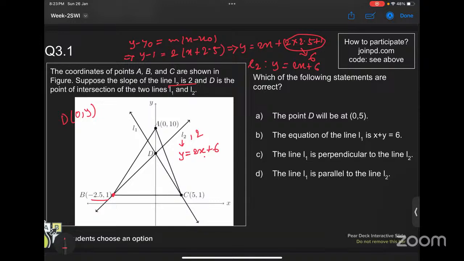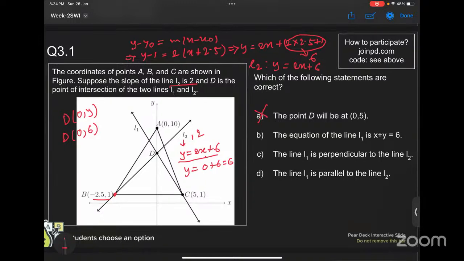Yes. And D will satisfy this equation. So if I just put the value, then we will get y equals 0 plus 6, that means 6. So the coordinate of D will be (0, 6), right? So A is false. So A becomes false. We have coordinate of D as (0, 6). Now what is the second thing?